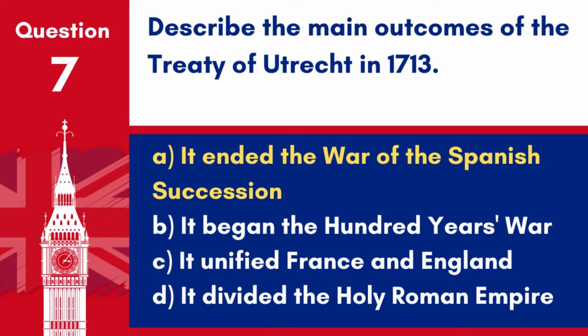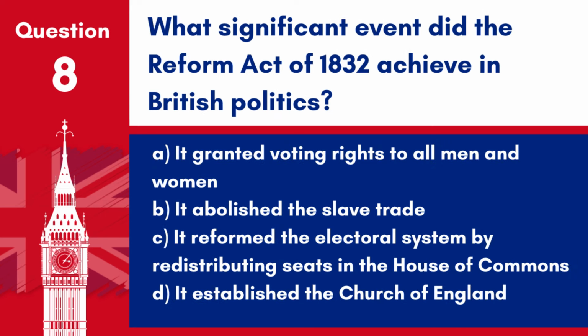Question 8. What significant event did the Reform Act of 1832 achieve in British politics? A. It granted voting rights to all men and women. B. It abolished the slave trade. C. It reformed the electoral system by redistributing seats in the House of Commons. D. It established the Church of England.